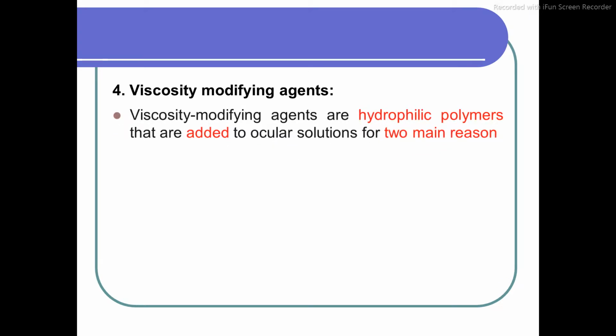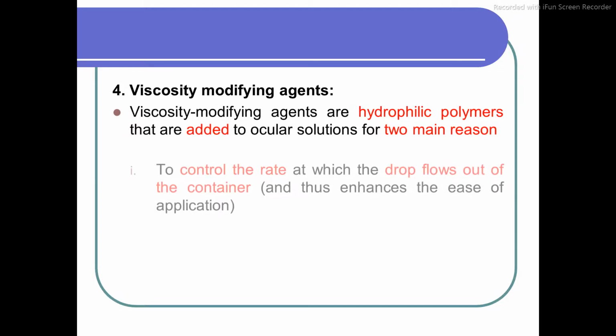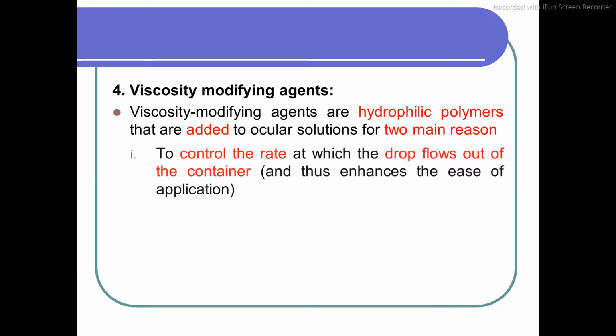So viscosity modifying agents are hydrophilic polymers that are added for two main reasons. First one is to control the rate at which the drop flows out of the container. So the first advantage of viscosity modifying agents is to control the rate. If you are talking about eye drops which have high flow properties, suppose we are preparing an eye drop just by using water as a vehicle.